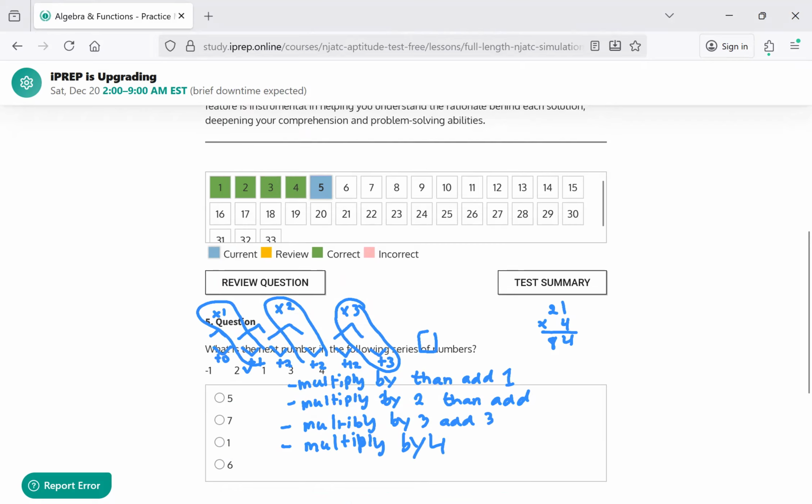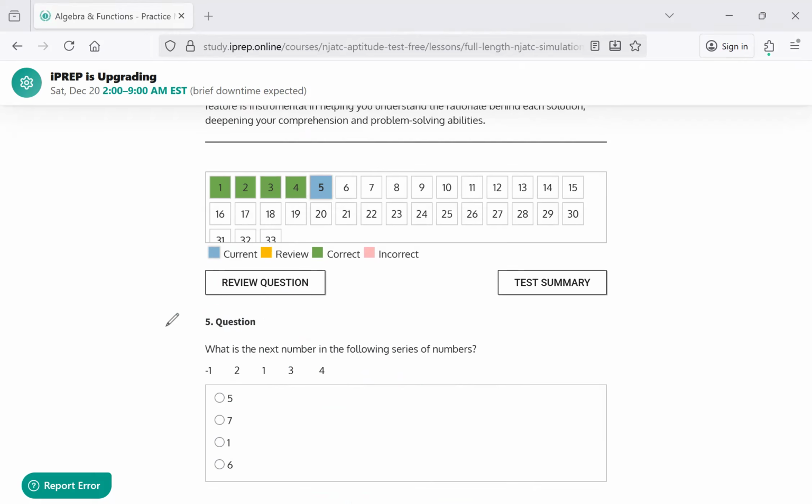Question 5. Another sequence: -1, 2, 1, 3, 4. Our first term is -1. So let's start and see if we can deal with differences.